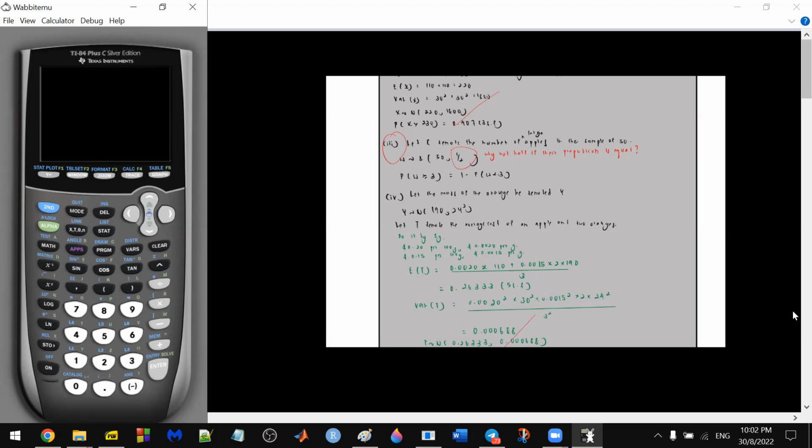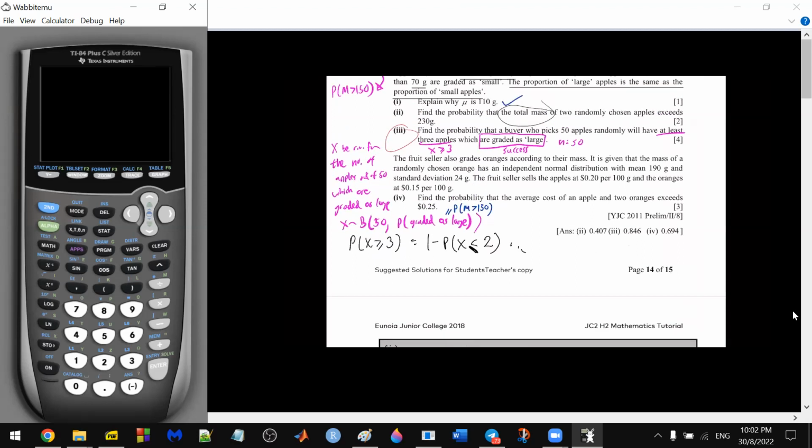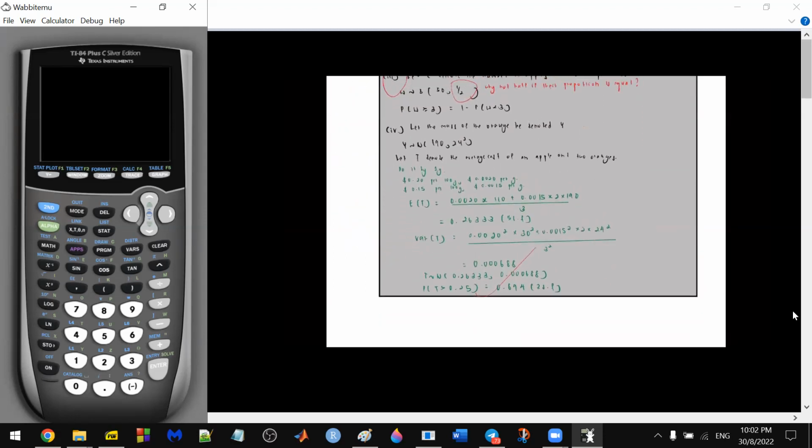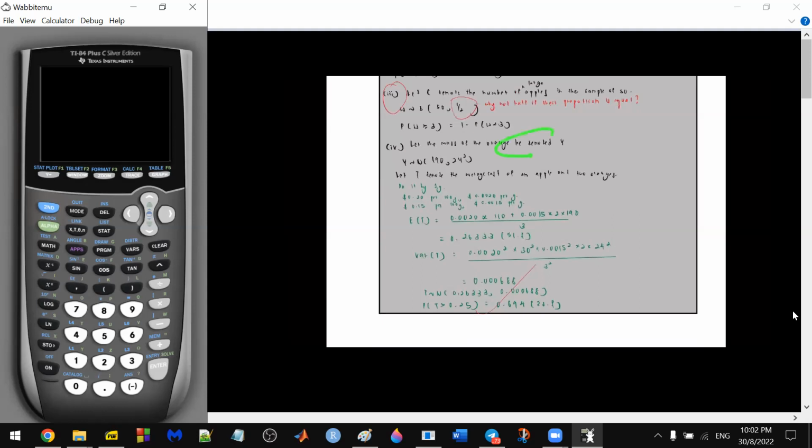Then that's a wrong scale, right? Let me read the question. 0.2 per 100 grams. Where do you get 110 from? The mass of the apples. Average cost of one apple. Okay. Average cost.